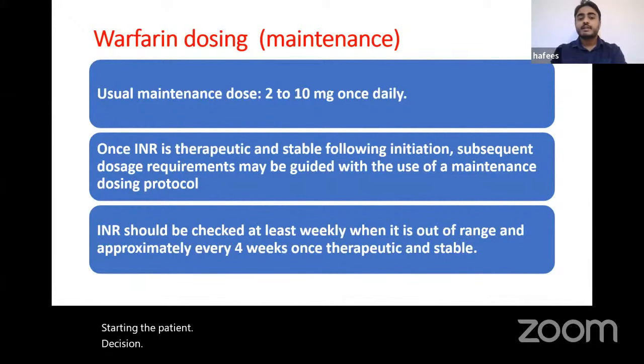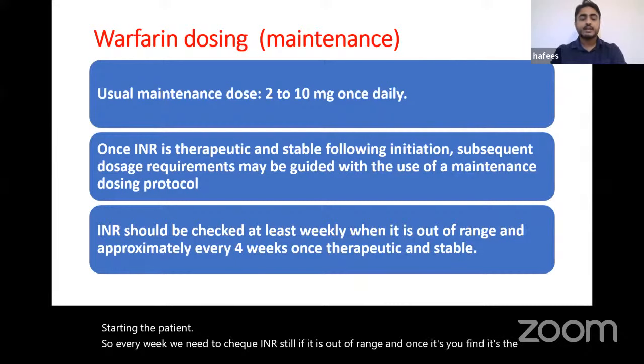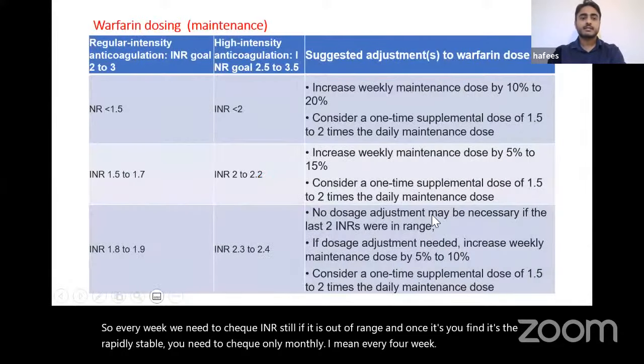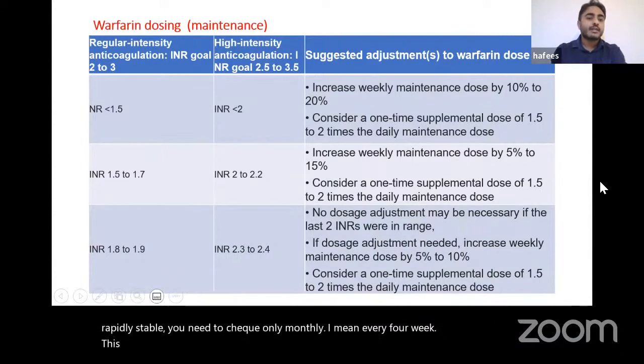So every week we need to check the INR if it is out of range, and once you find it is therapeutically stable, you need to check only monthly, I mean every 4 weeks. This is the protocol for maintenance dosing.